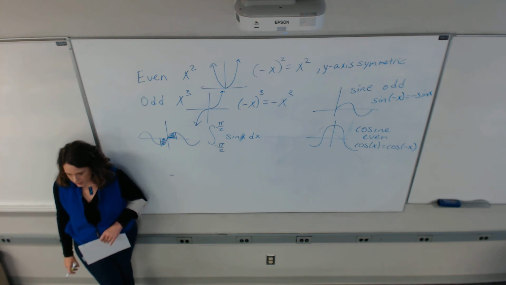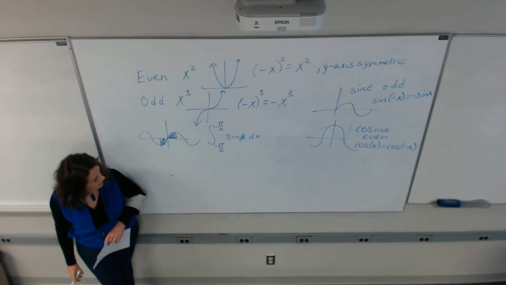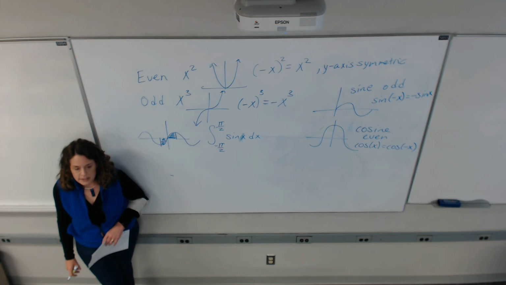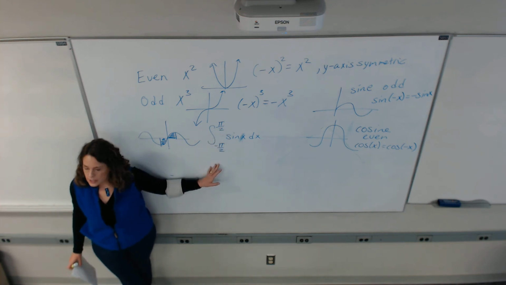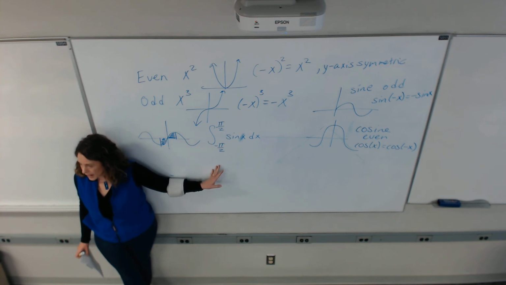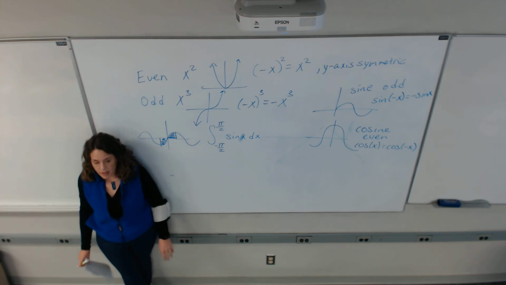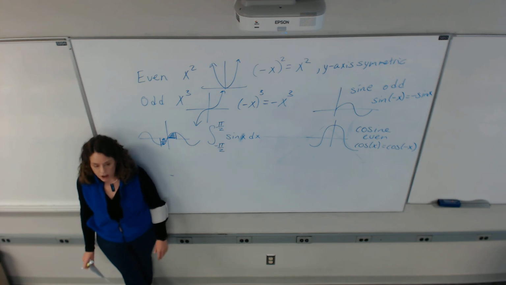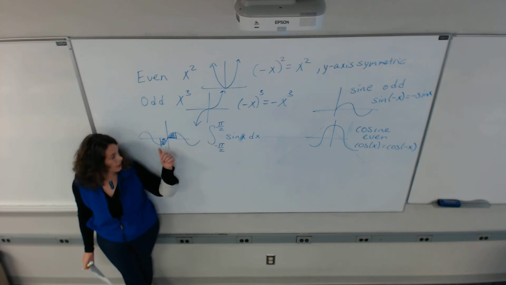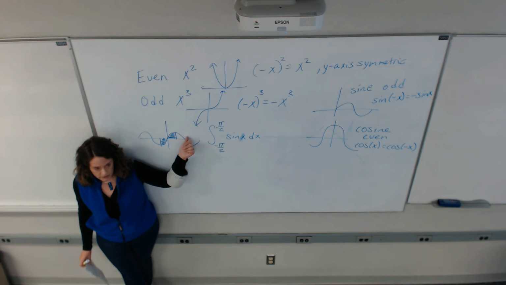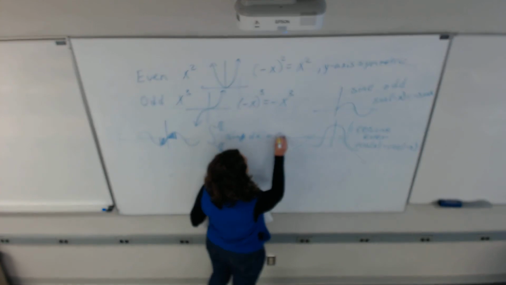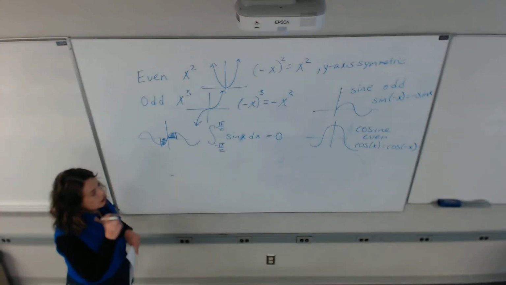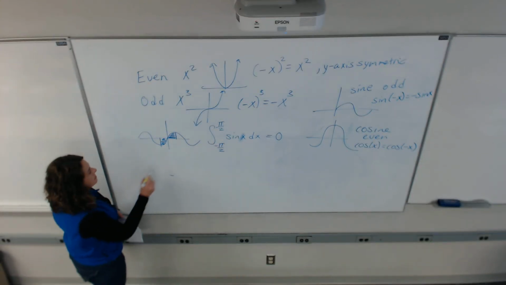Could you calculate it? Yes, of course you could. What are you going to get? 0. But you could also just look at it and go, that is a y-axis symmetric function, and my limits of integration are equally spaced on opposite sides of the y-axis. I'm going to get nothing, because it's an odd function. So I have just as much area below as I have above. So they're going to cancel, I'll get 0, right? What would happen if I did cosine over the same region?